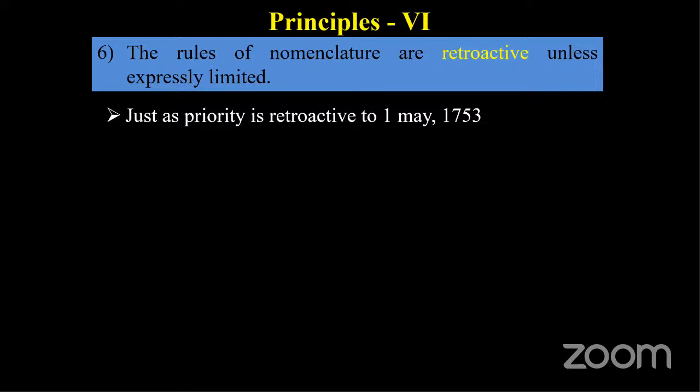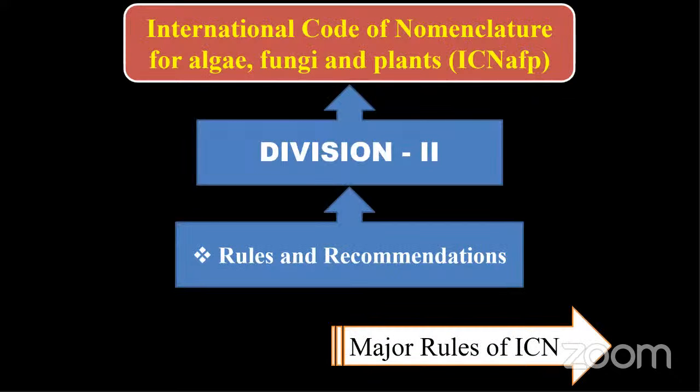So these are the 7 principles of the ICN. Now we switch over to the next division, division 2, which includes various rules and recommendations. And here, there are 3 rules included in your syllabus, that is, the major rules of ICN.